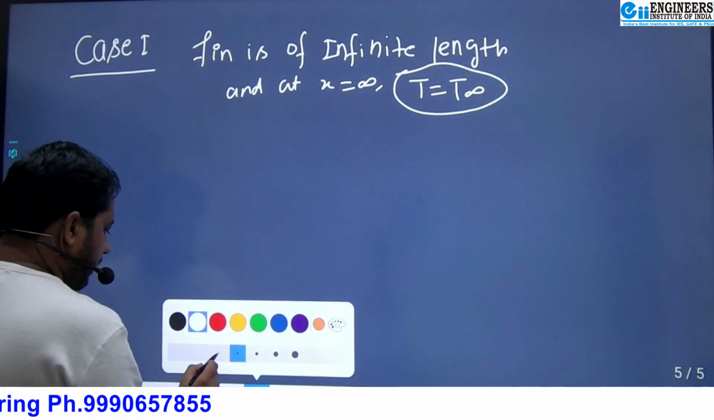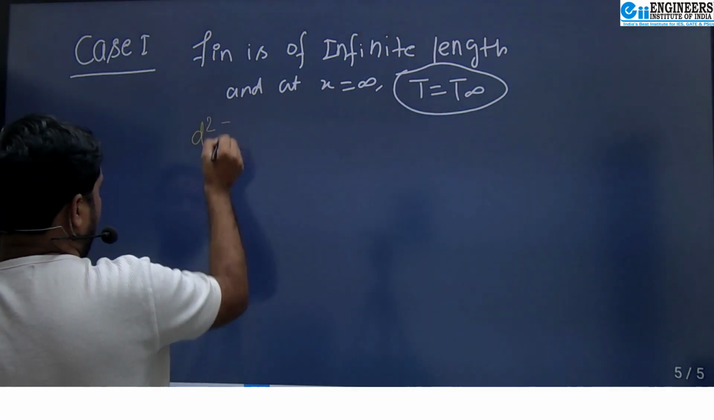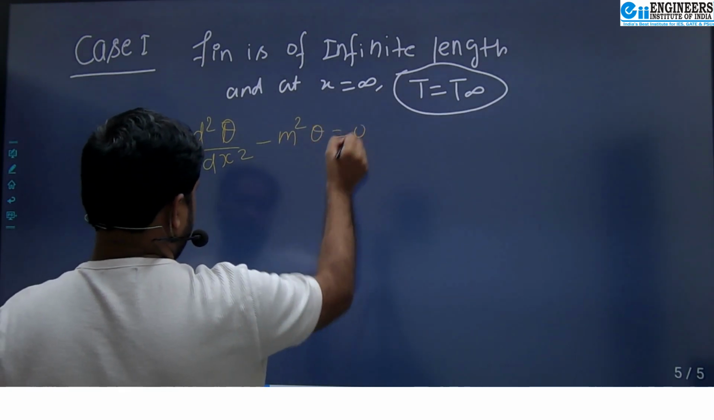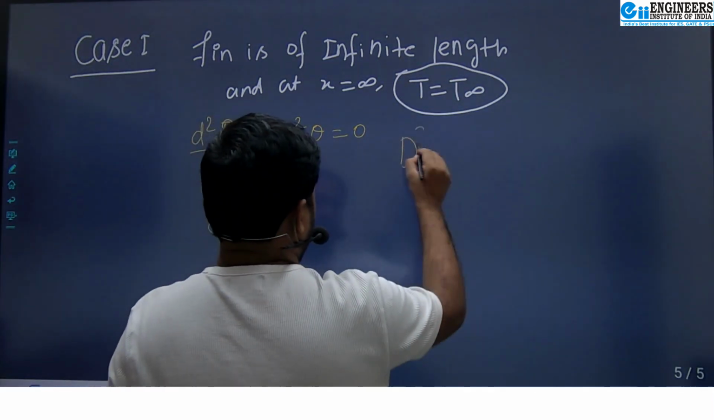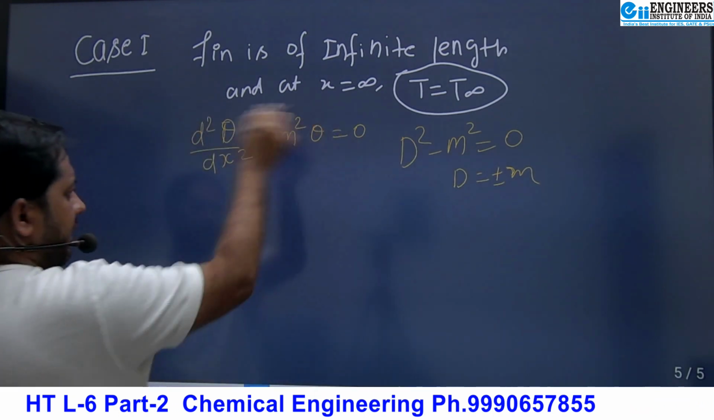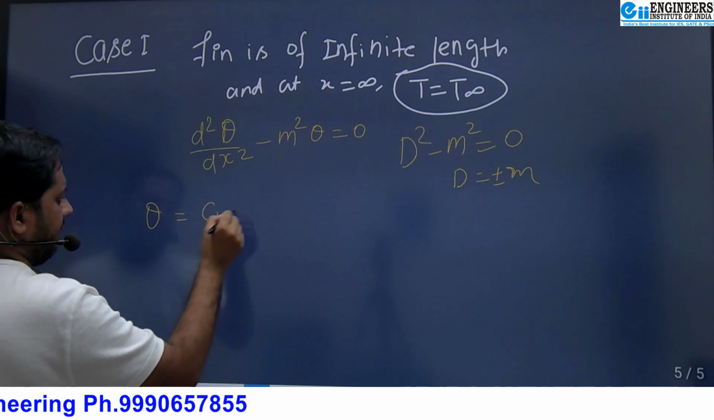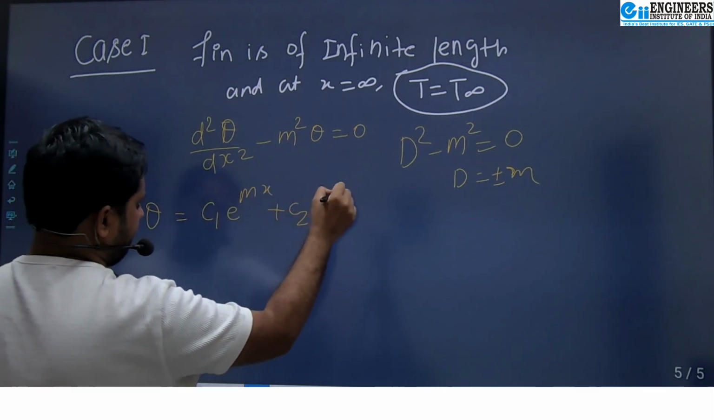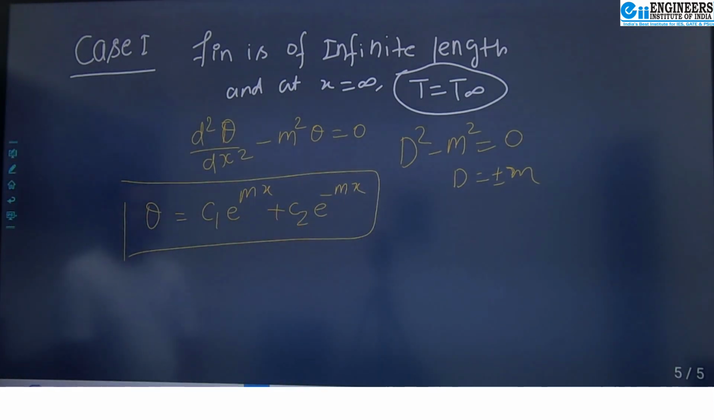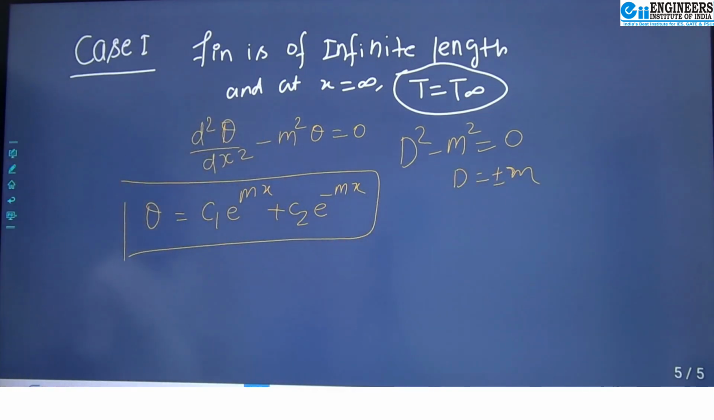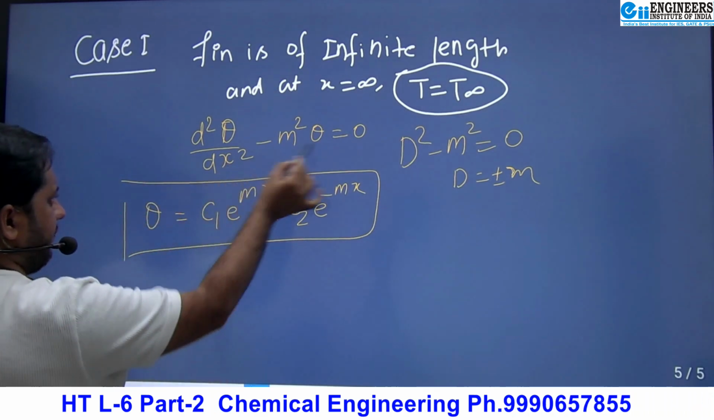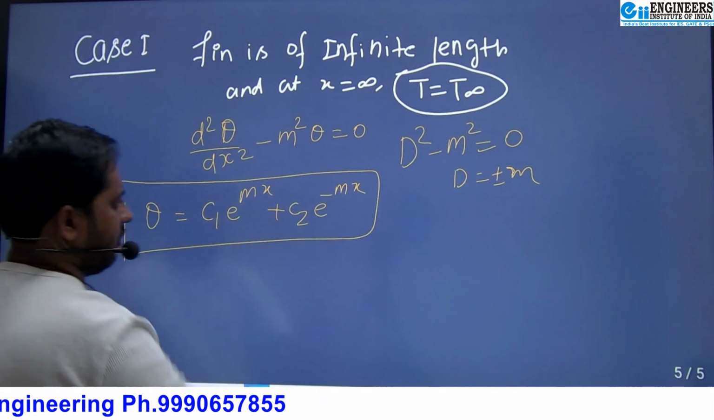Now come to our mathematical expression of the energy balance: d2 theta by dx2 minus m square theta equal to 0. You know how to solve this. This can be written, from mathematics, as D square minus m square equal to 0, or D equal to plus minus m, and we can write the solution directly as theta equals C1 e power mx plus C2 e power minus mx. We solve this second order differential equation in this way, and the direct result for this kind of equation is C1 e power mx plus C2 e power minus mx.